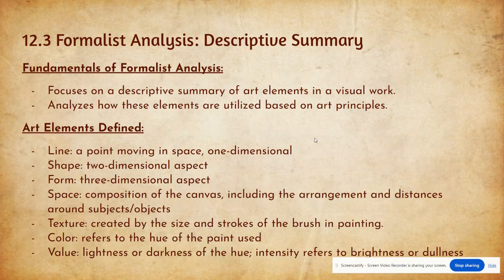This chapter also talked about the formalist analysis of a descriptive summary, which focuses on how descriptive summaries of art elements in a visual work and the analysis of such elements are all based on art principles. And here were some art elements that were defined in the text. If you need a second to copy some of these out, please do take the time to do that.